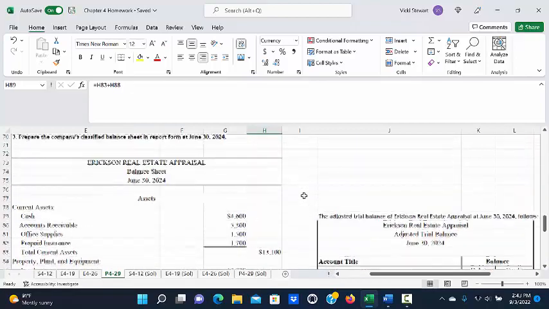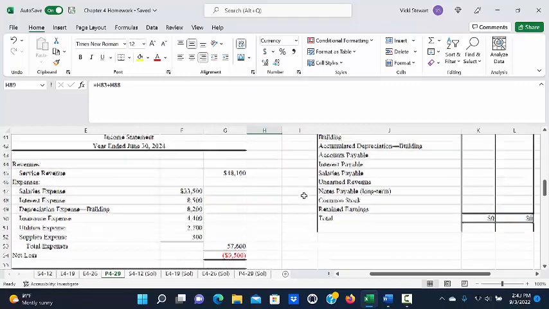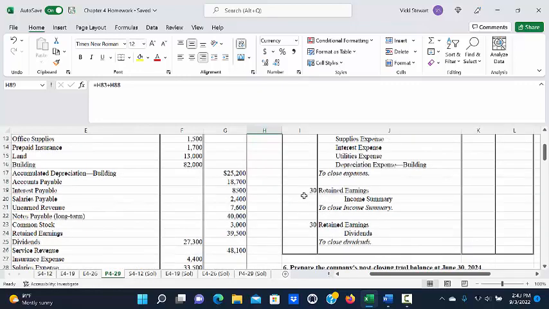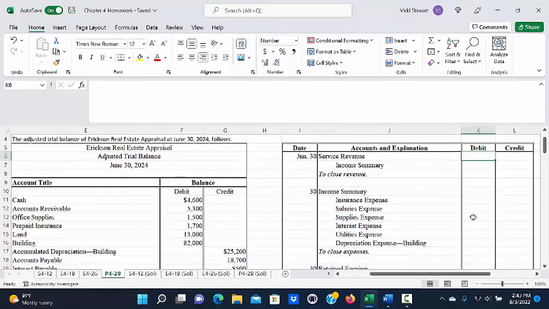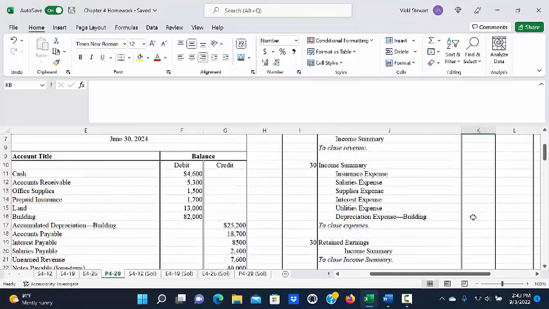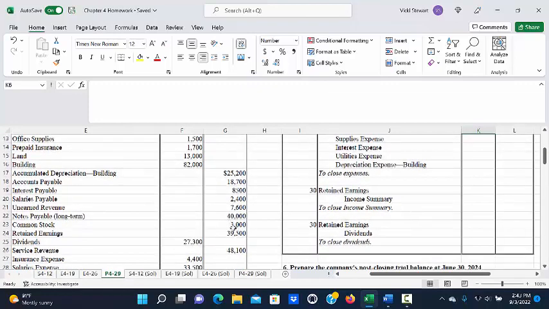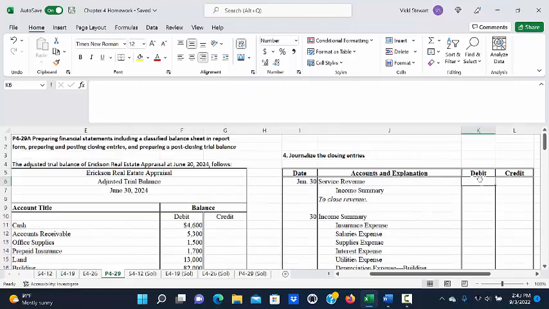So the balance sheet is completed, and then we're going to scroll back up to the top, and the next thing that we need to do is journalize the closing entries. So we know that after we complete our financial statements, we need to go back and close those temporary accounts to income summary and also dividends and income summary to retained earnings. So again, our service revenue was $48,100.